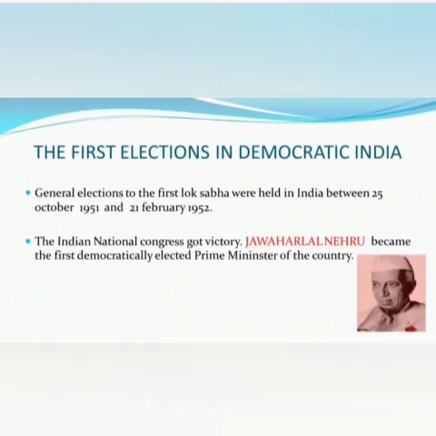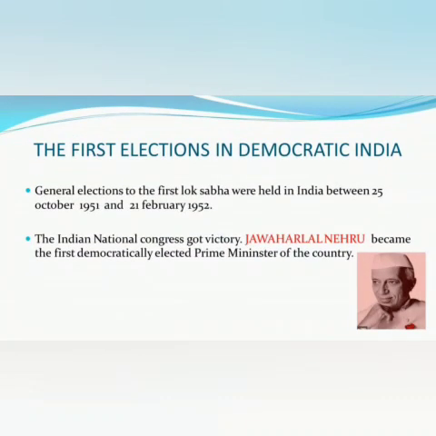Now we are going to see the first elections in democratic India. General elections to the first Lok Sabha were held in India between 25 October 1951 and 21 February 1952. The Indian National Congress got victory. Jawaharlal Nehru became the first democratically elected Prime Minister of the country.